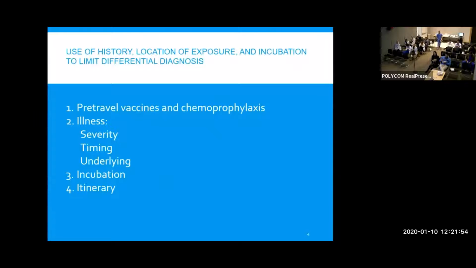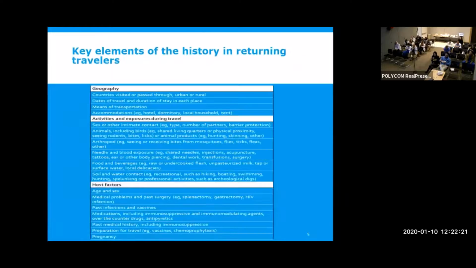And then what is the itinerary? Where was the patient? You need to get the detailed itinerary because, as I'm going to show you a little later on, even though we know, in general, that this particular country has, let's say, malaria, if it's high up, then there's no malaria because mosquitoes don't like altitude. So the key element, it's a little bit of a busy slide.